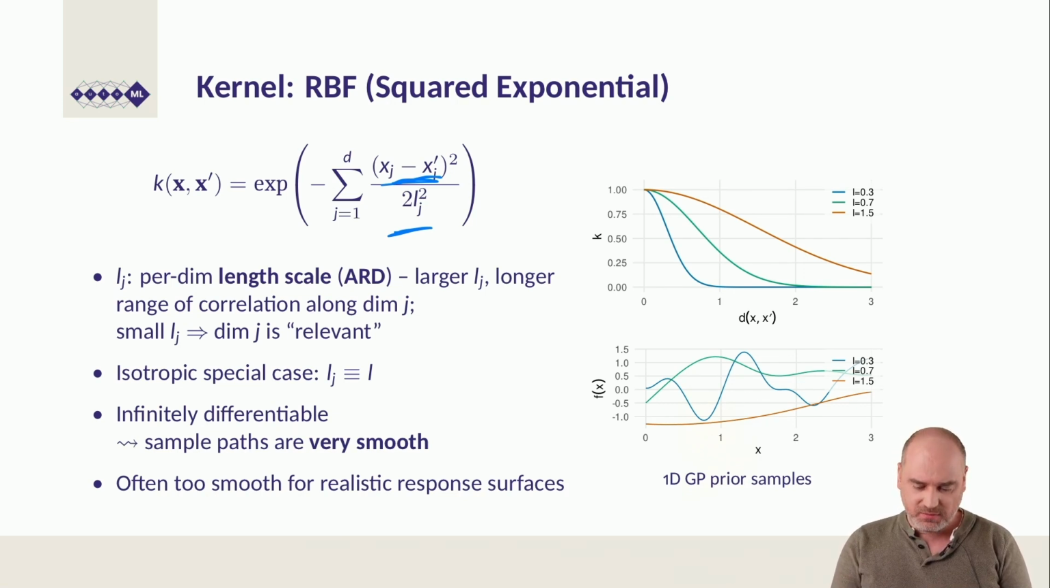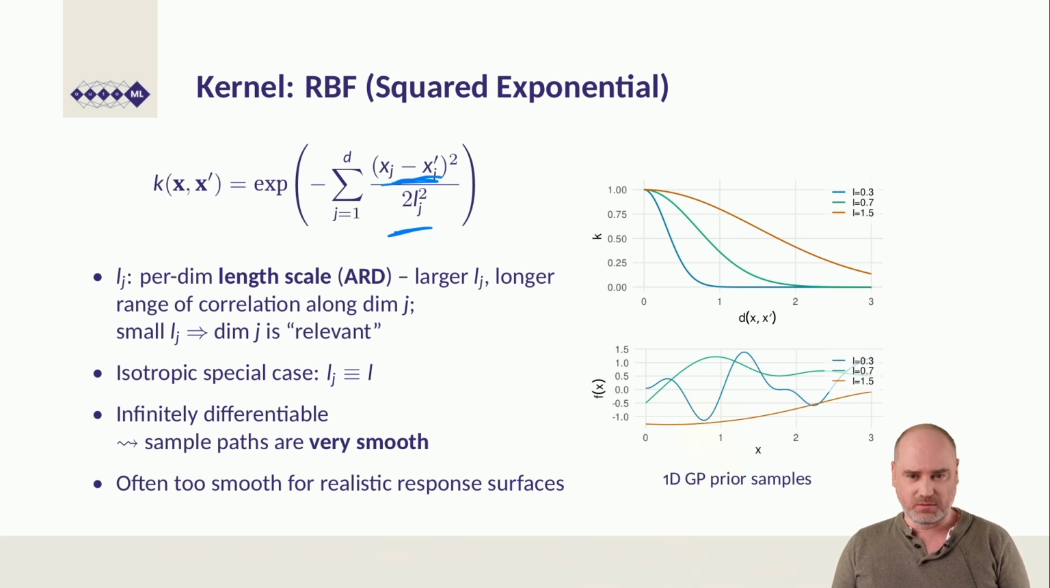But if this l_j is quite small, maybe even close to 0, even very, very small distances are going to be blown up and made very relevant. And we will be able to actually learn these l_j parameters from data. Because of this, some people call such kernels automatic relevancy detection kernels, so ARD kernels. There's a special isotropic case: if all of these are the same, then we have a so-called isotropic covariance structure.